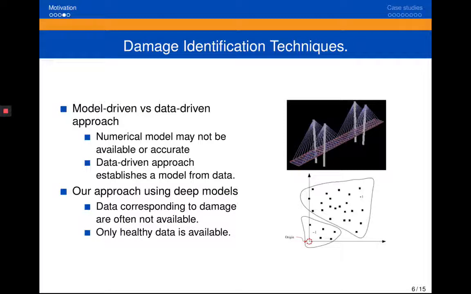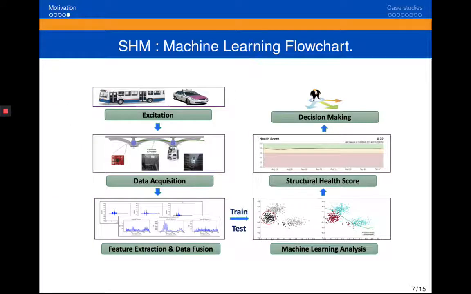The structural health monitoring machine learning flowchart is presented in this slide. Initially, let us consider there is traffic flowing over the bridge, where a heavy bus or a car may be moving on top of the bridge, which causes the excitation. You can see in the diagram we have the data acquisition module, which consists of sensors strategically placed at relevant positions to capture the excitation.